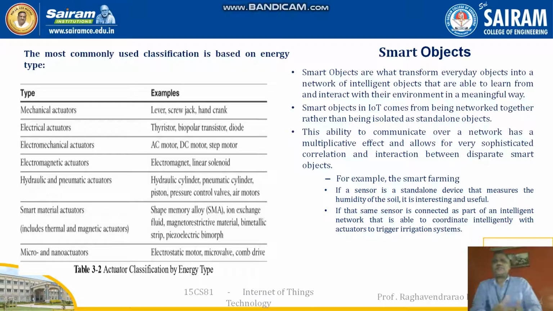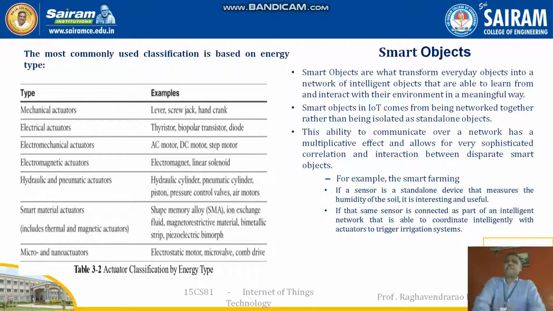So we have to study all these things step by step. Whenever a specific one is asked, the specific example has to be given. That is an important thing here. For example, we may ask about the electromagnetic actuators. So you should write electromagnet and linear solenoid only. If you change that, your marks are going to get deducted, because this is a very important thing.